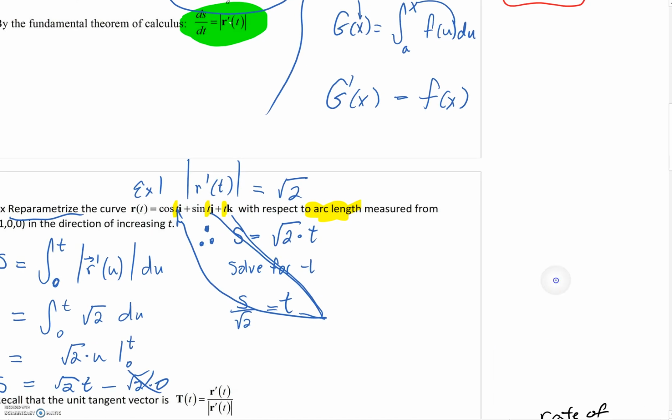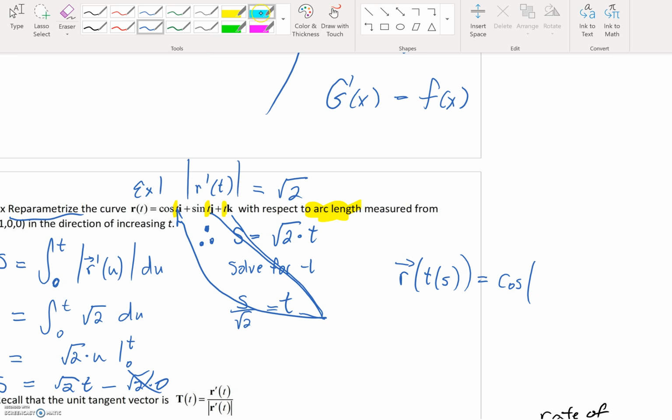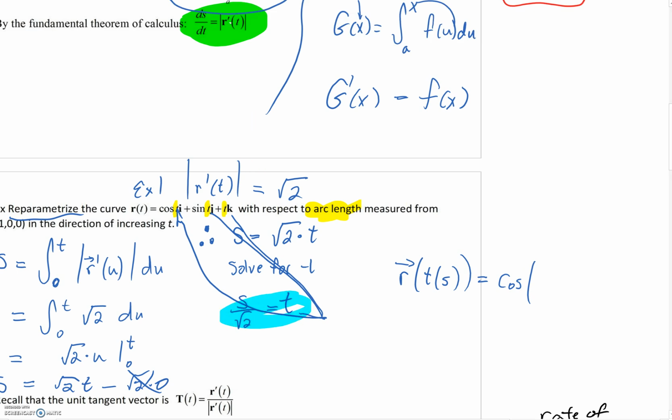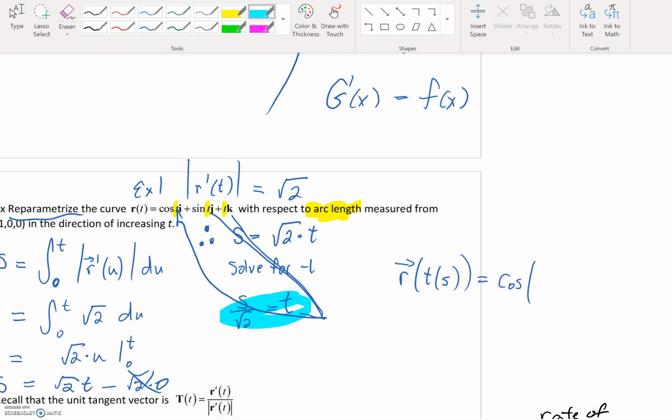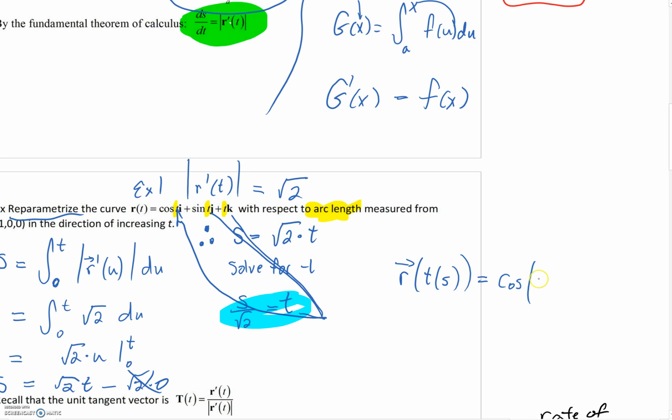So I'm going to write this off to the side here. Here's r, but I'm going to say that t is really a function of the arc length. So we can write this out in ijk form. It's the cosine of t, but instead of having the t there, remember t is s over radical 2. So I'm not going to write the t in there. I'm going to write that as s all over radical 2, and that's your i.